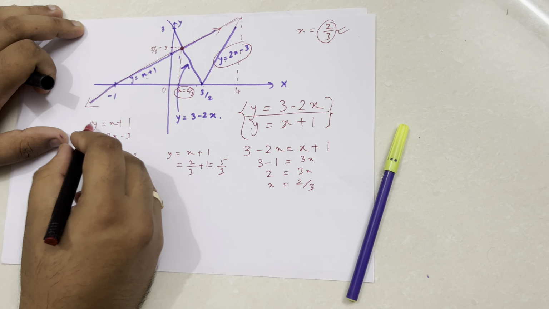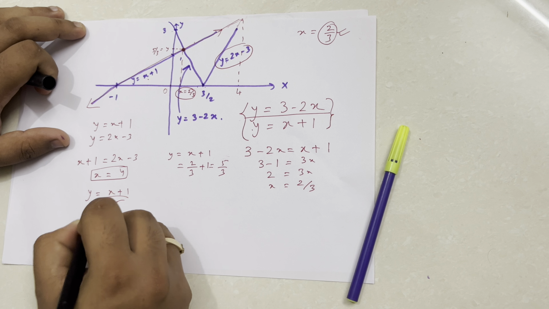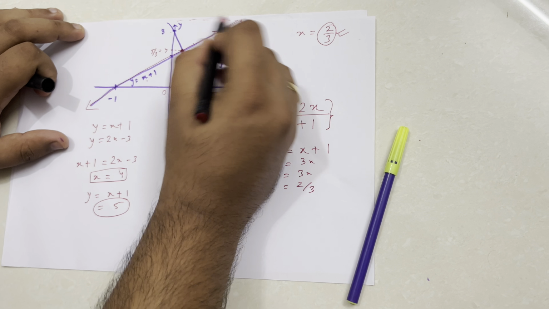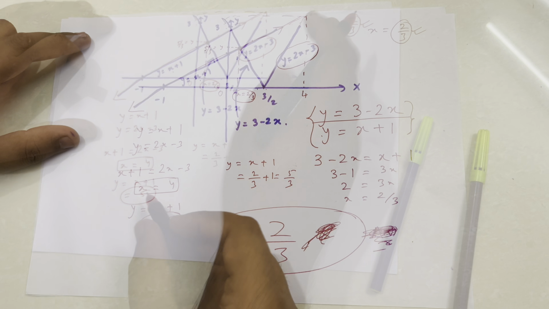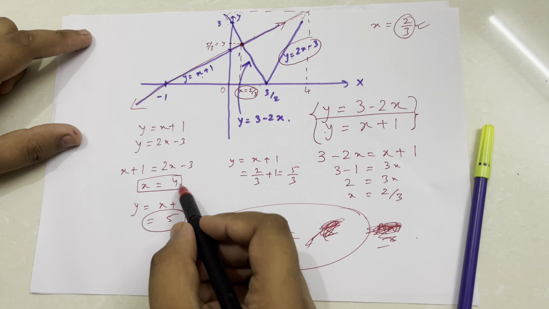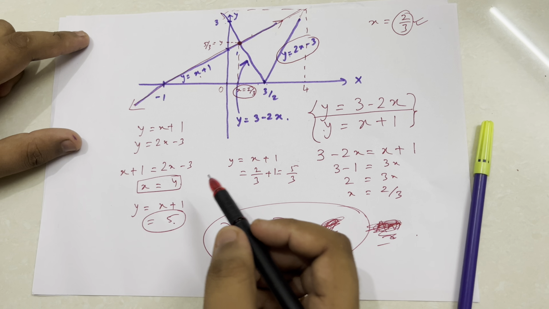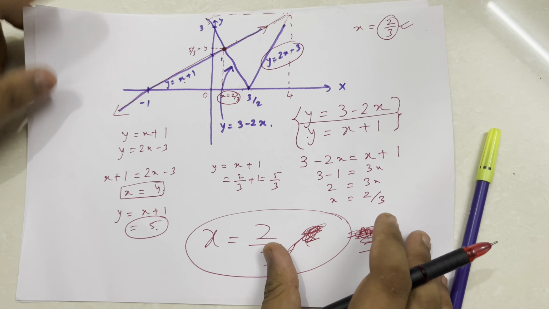And if x is equal to 4, the value of y is x plus 1, so 4 plus 1 is 5. So at 4 comma 5 both will intersect. So there will be two values of x. For x equal to 4, you are getting y equal to 5. We are not interested in this question in finding the value of y. The value of x is what we want.